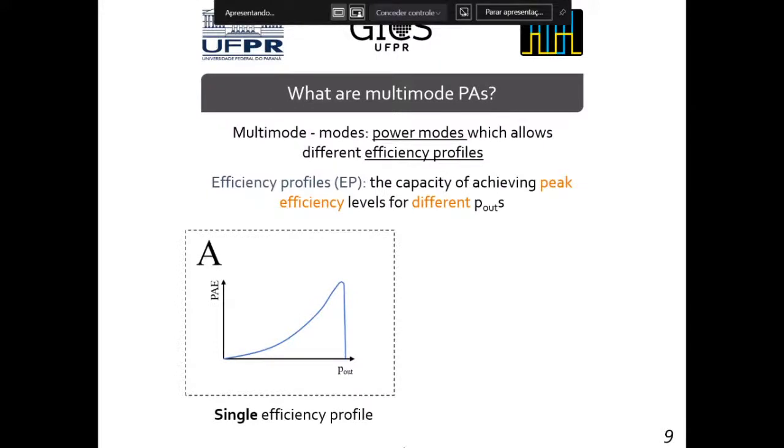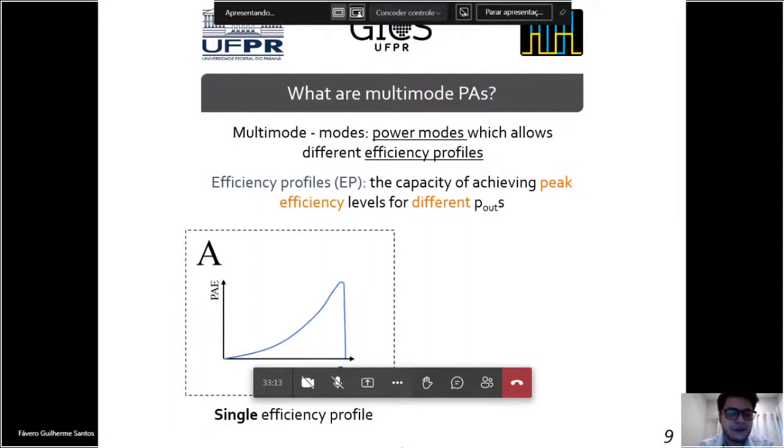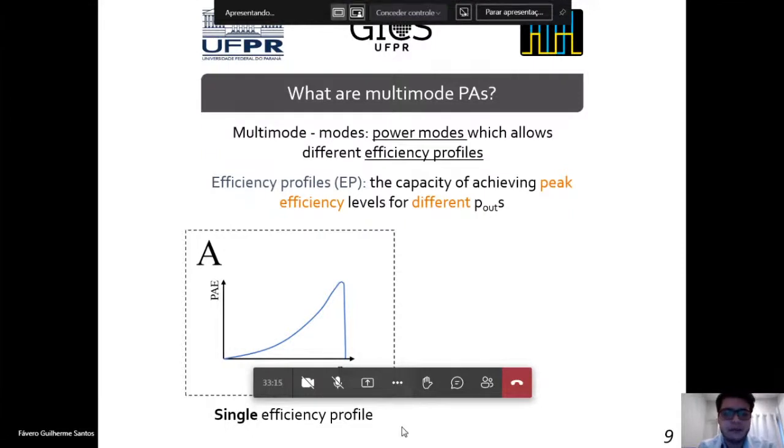Multimode power amplifiers are the power amplifiers that have more than one efficiency profile. Efficiency profile is the curve that describes the efficiency of a power amplifier as a function of the output power. In other words, it is the capacity of such circuit achieving peak efficiency levels for different output powers. A power amplifier that has only one efficiency profile is called a single efficiency profile or a single mode power amplifier.